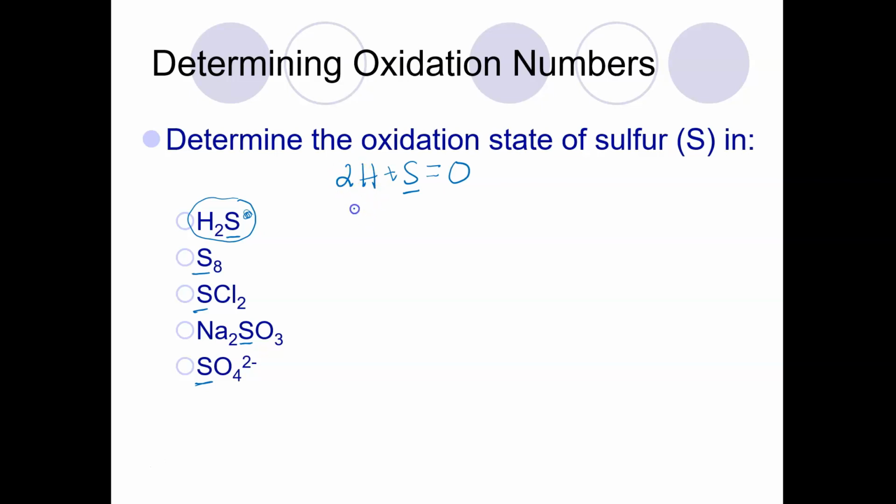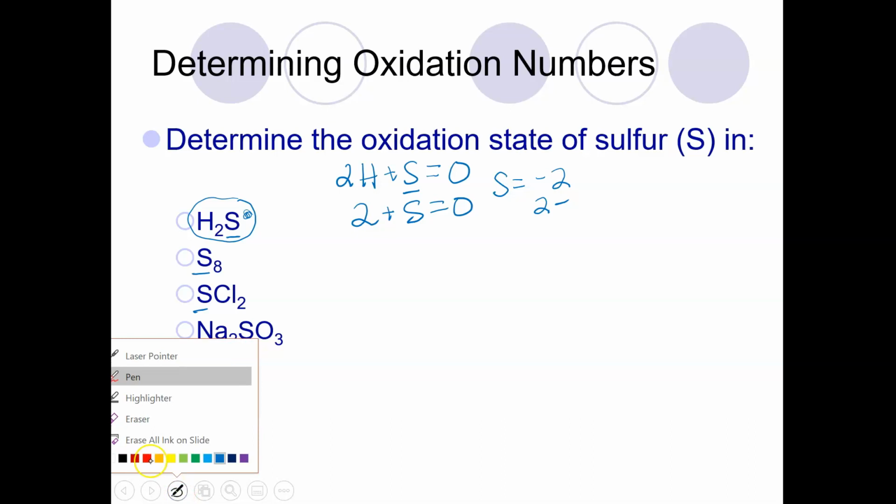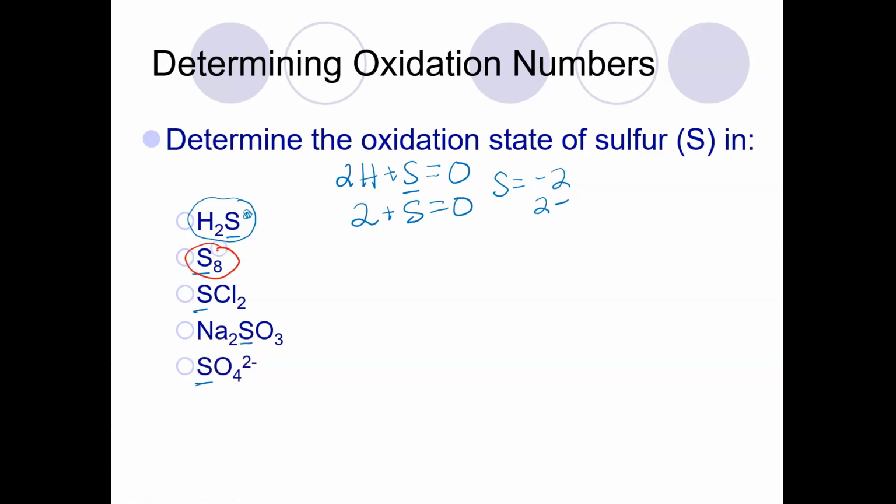So 2 hydrogens, I'm just going to write 2 there, because it's 2 times +1. 2 plus sulfur equals 0. Treat this like an algebra equation. Let's solve for S. So I subtract 2 from both sides. I get -2, which I'm going to rewrite as 2 minus. So in this case, sulfur is going to be 2 minus. Okay, I'm going to change color just to keep track of my work here. Okay, so S8.